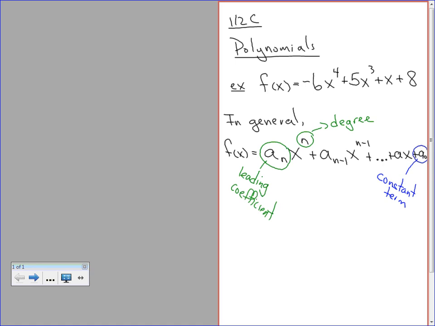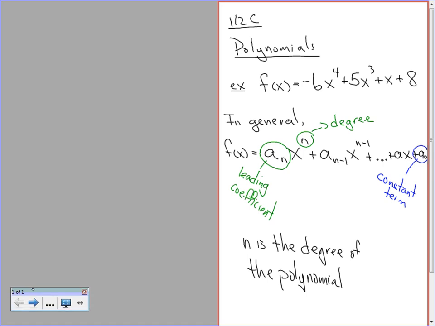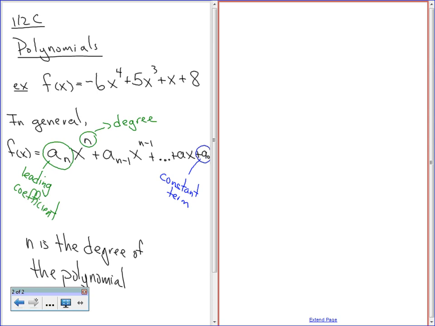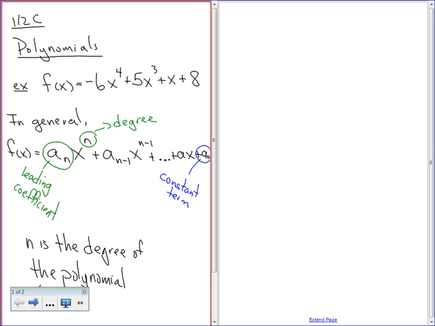So in this case, n is the degree of the polynomial. So all polynomials are functions, so it's kind of redundant to say polynomial function, but you can say it. Okay? So n is the degree of the polynomial function. So you should be able to identify the leading coefficient, the degree of a polynomial, and the constant term when I give you a polynomial function.